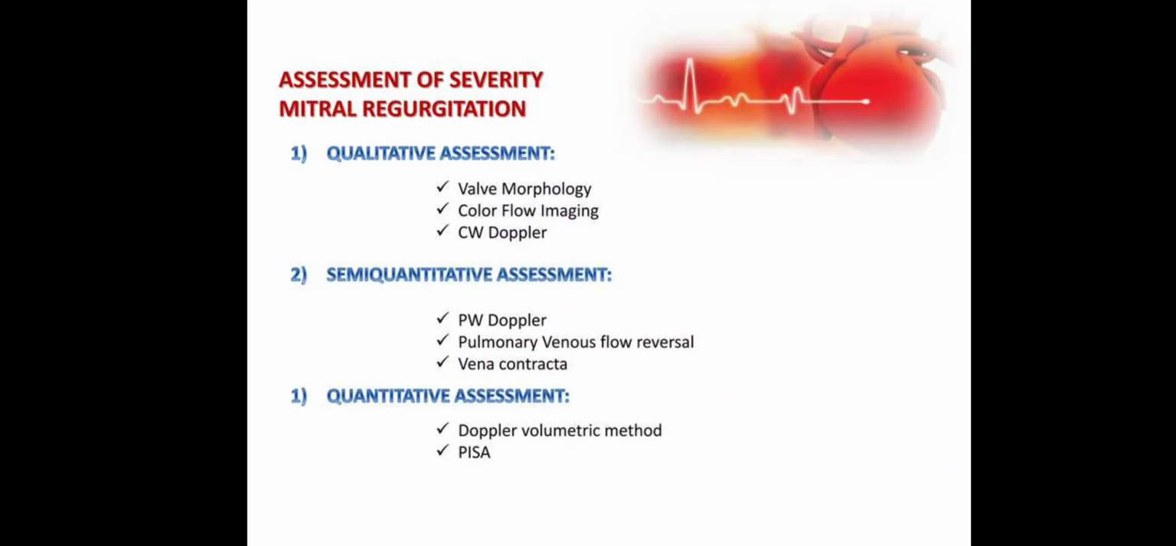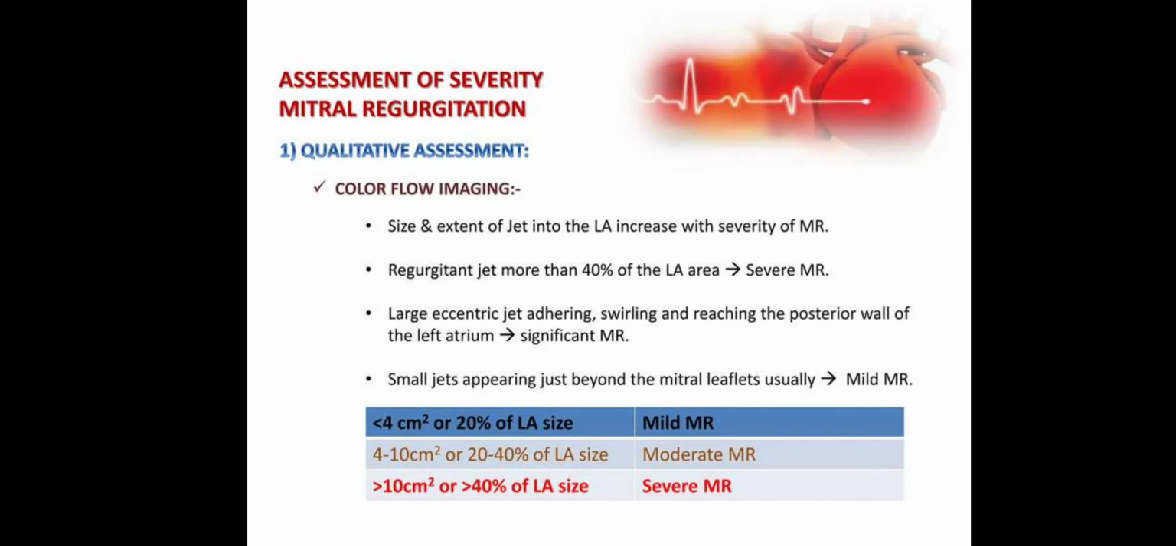Then coming to the assessment of severity of the mitral regurgitation. Qualitative assessment is by valve morphology, color flow imaging, and continuous wave Doppler. Semi-quantitative assessment is by pulse wave Doppler, pulmonary venous flow reversal, and vena contracta. Then quantitative assessment is by Doppler volumetric method and PISA method. First one is qualitative assessment by color flow imaging.